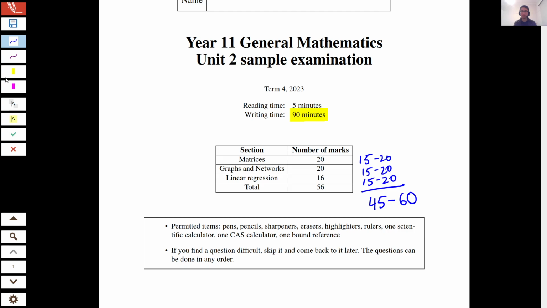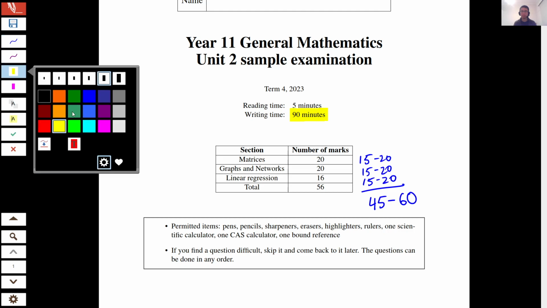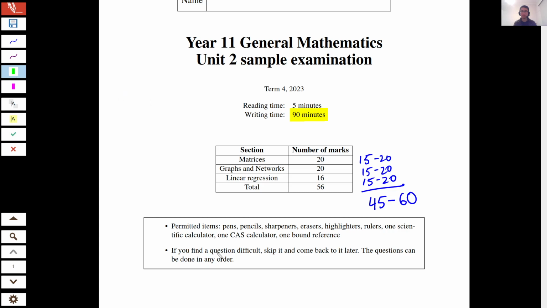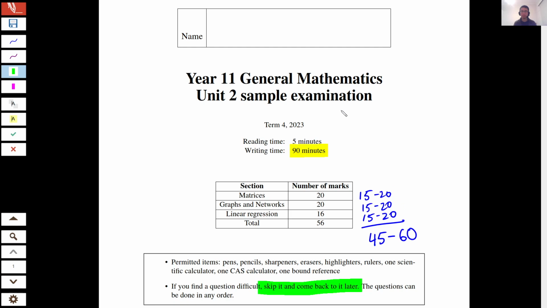And before we break and I let you do some study, please read this second dot point. If you can't do a question, you can skip it and come back to it later. One of the things that I find with students is they like to do the questions in order. That is a very bad strategy for doing an exam. So please just skip a question and come back to it later if you don't know how to do it. And I believe that's it.